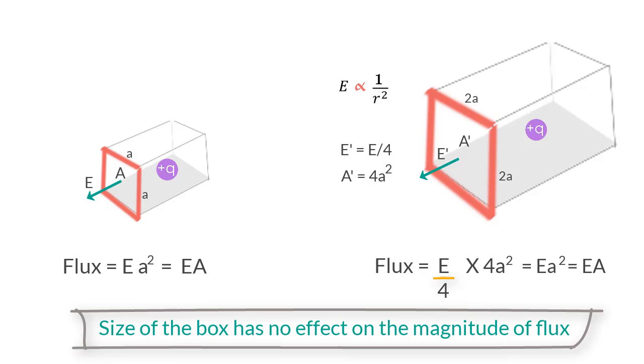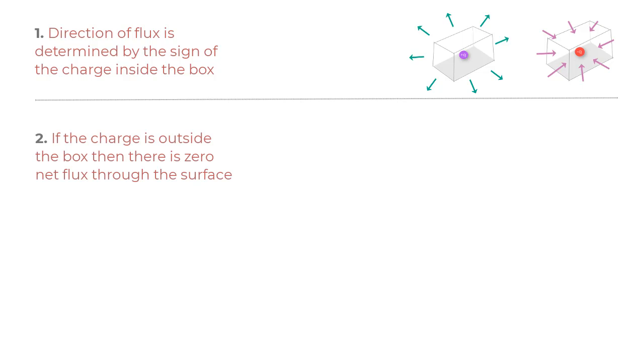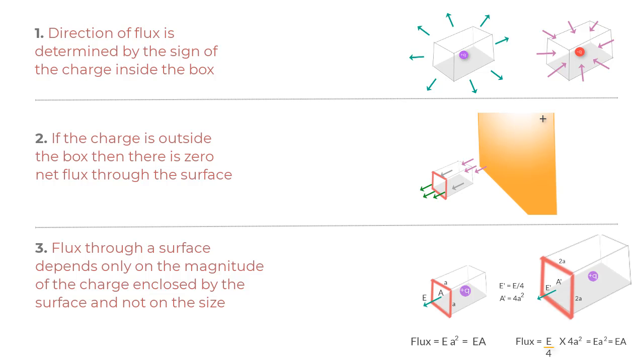So I repeat the 3 important takeaways from this lesson. Number 1 is the direction of the flux is determined by the sign of the charge inside the box or the imaginary surface. Number 2, if you have a charge outside the box, then there is no net flux attributable to the surface under consideration. The third point is that the net flux depends only on the magnitude of the charge enclosed by the surface and has no relation to the size of the surface being considered.